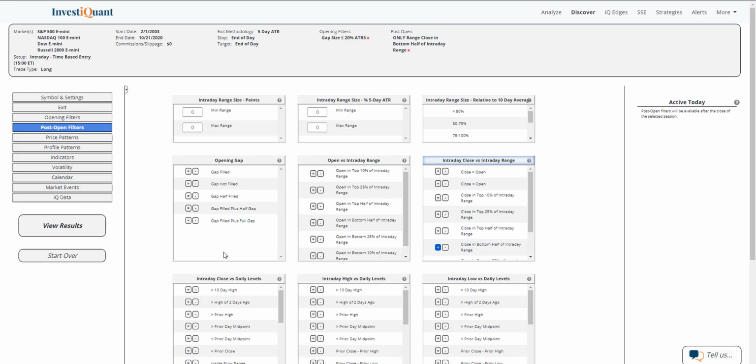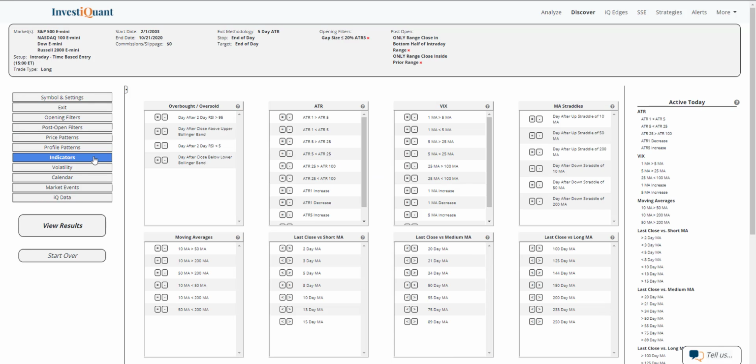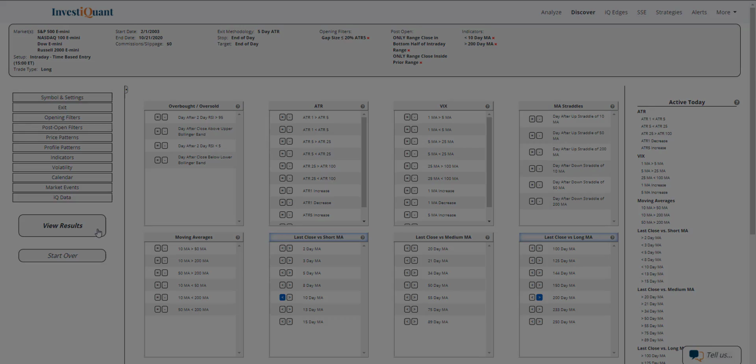And then I'm also going to say at 3 p.m. we are trading within the prior day range. So I can hit equals next to inside prior range from this intraday close versus daily levels category. That'll create the price action where you're trading in the bottom half of the range, but still within yesterday's range. And then lastly, I'm going to put us into a similar market environment where we are below a 10-day simple moving average and above a 200-day simple moving average. All right, now let's click view results.